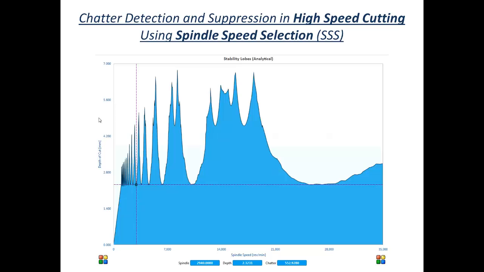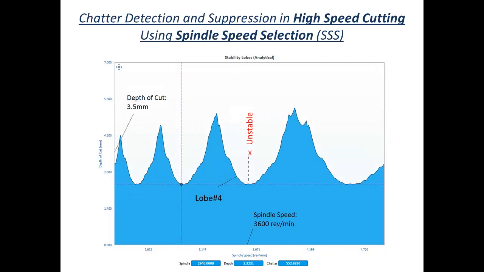The calculated stability lobe is shown on the graph. That means, if we want to run the machine at 3,600 revolution per minute with a 3.5 depth of cut, the machine will be unstable and it will chatter. Then, ChatterPro has to change the spindle speed to either a lower area, where the process is stable, or at the higher speed area, such as 4,000 revolution per minute, to kill the chatter. This is called chatter avoidance in high-speed cutting zone, or simply spindle speed selection, SSS mode.